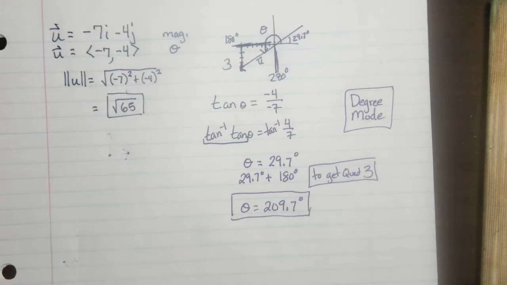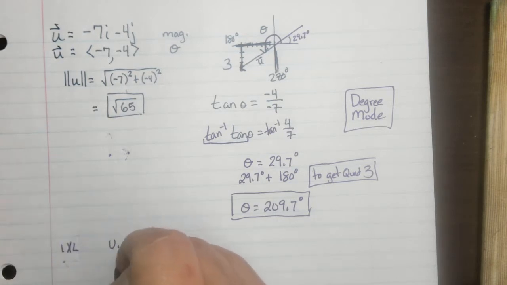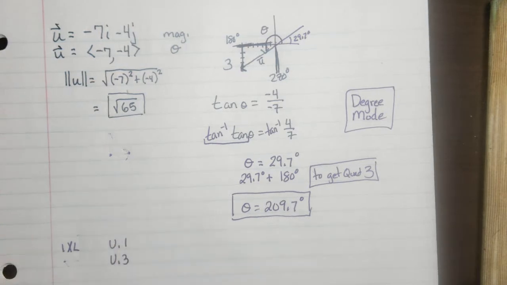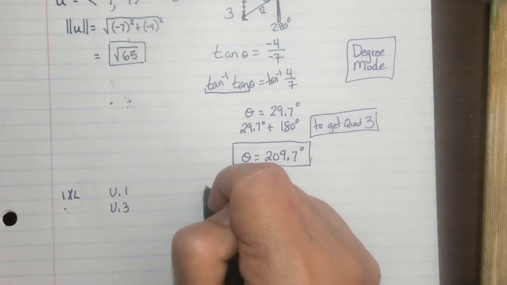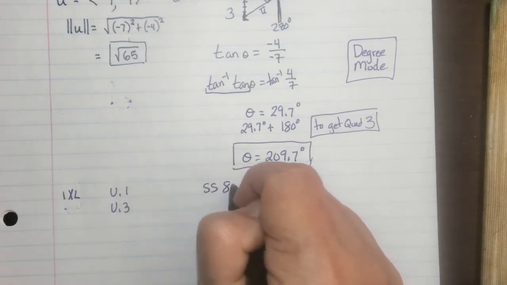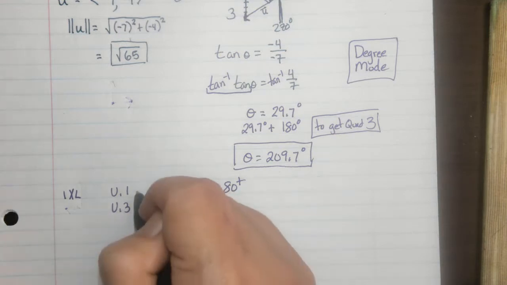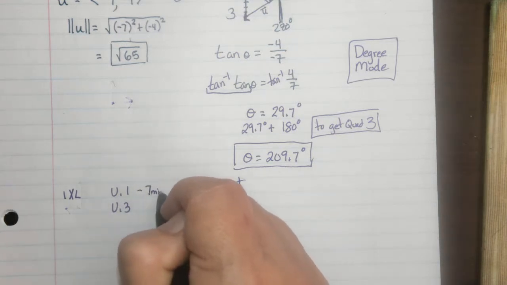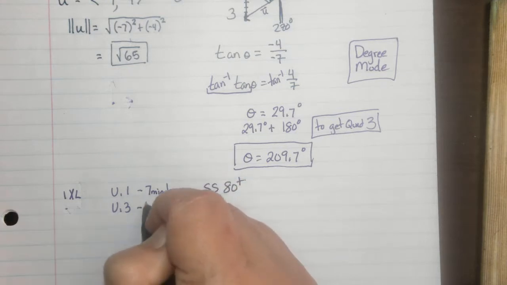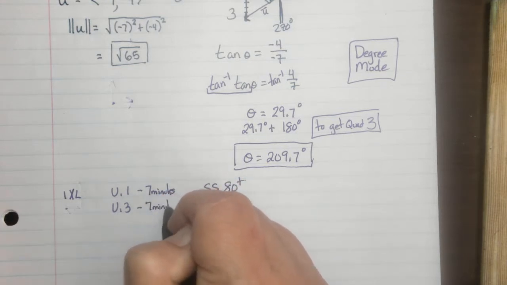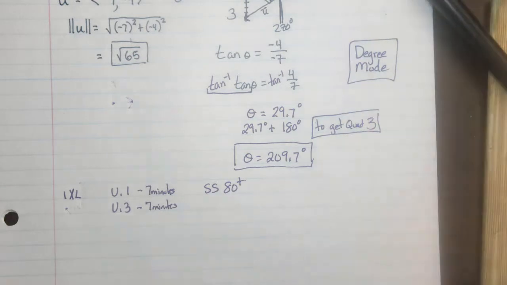Alright, so we're going to take a pause from note taking. We're going to spend some time working in IXL. You're going to do lesson U.1 and U.3. Ultimately, you're going to want to get a SmartScore of 80 plus. But what I want you to do right now is I just want you to spend 7 minutes on this one. And then I'll tell you when time is up, and I want you to spend 7 minutes on this one. I just want to get you to try both of these.